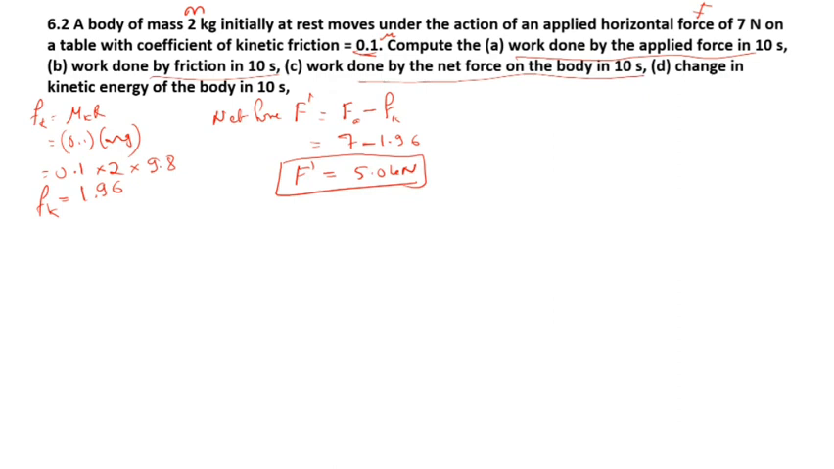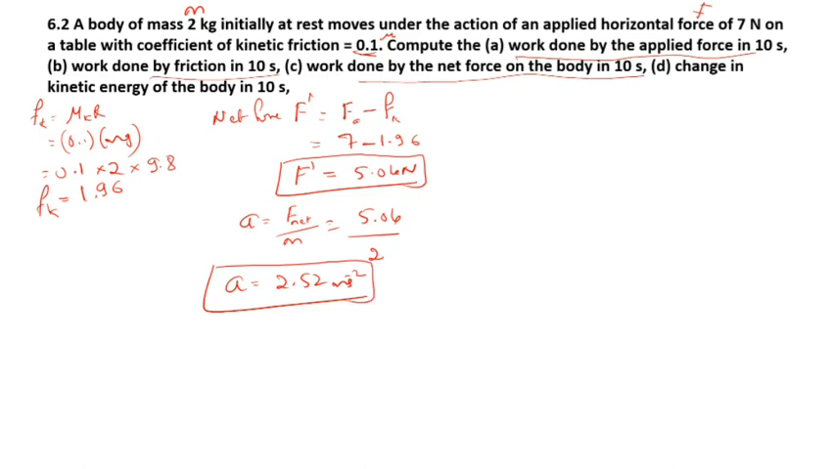Next, in case of work done, we should get the displacement first. As you know, with F dash being the net force, the acceleration of the body is equal to F net divided by the mass. F net is 5.04 divided by the mass, which is 2 kg, and this is 2.52. Acceleration is equal to 2.52 meter per second square. Then the displacement of the body in 10 seconds.